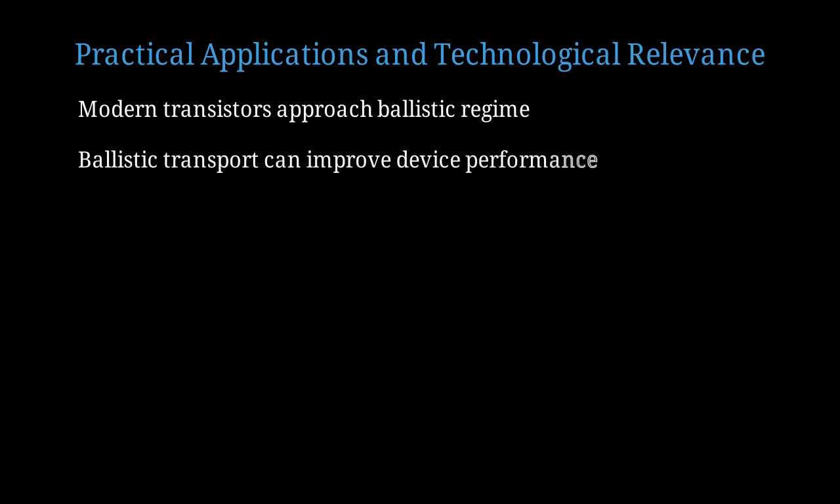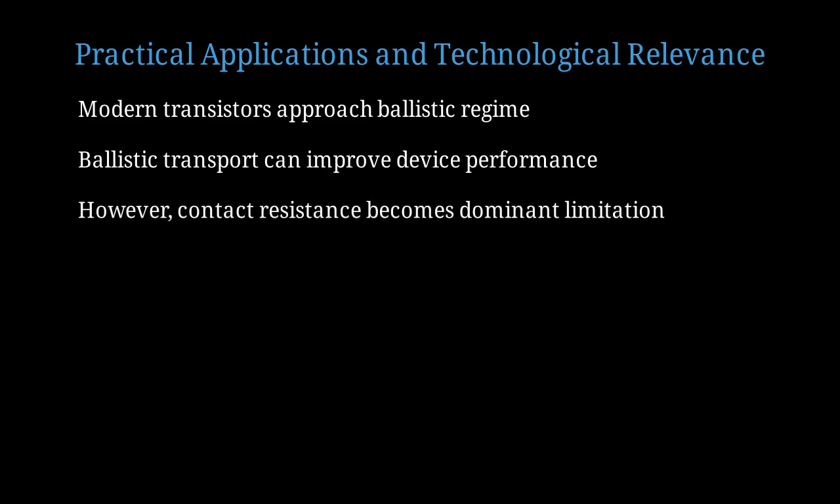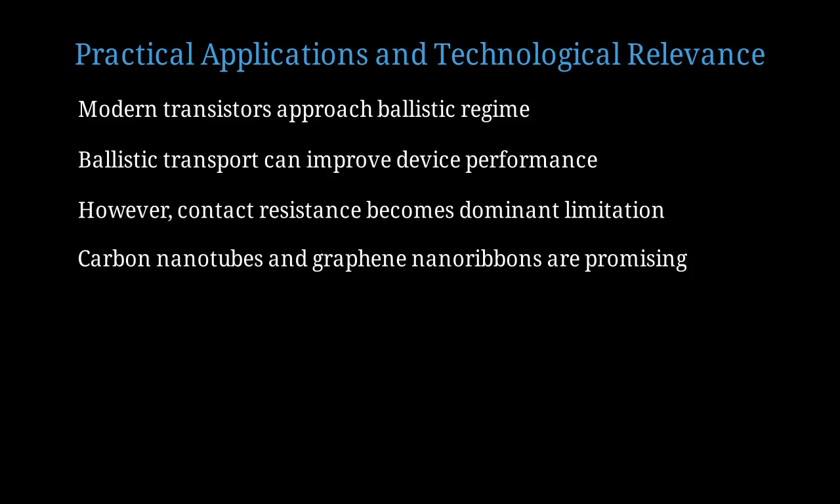Ballistic transport can improve device performance because electrons travel faster through the channel without scattering. This can increase switching speed and reduce power dissipation. However, the contact resistance becomes the bottleneck. Engineering metal semiconductor interfaces with low resistance is extremely challenging. One-dimensional materials, like carbon nanotubes, and two-dimensional materials, like graphene nanoribbons, are particularly promising for ballistic transport because of their high carrier mobility and long mean free paths.